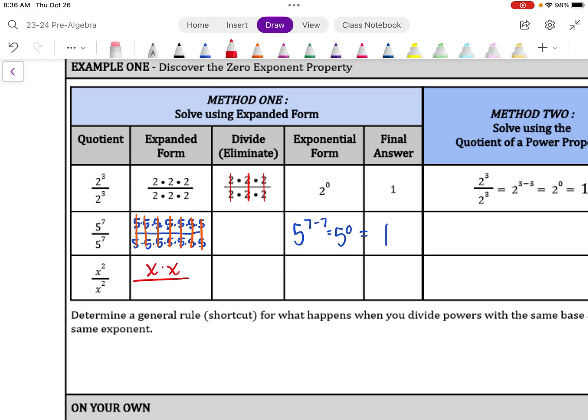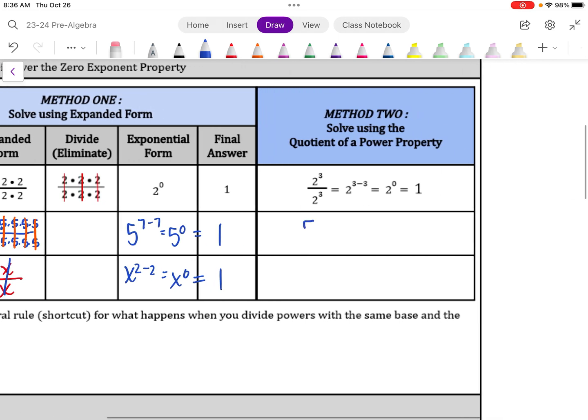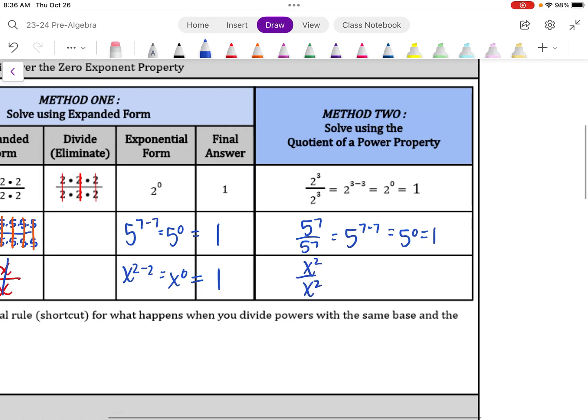If we do x squared, no matter what x is, x over x times x over x, those x's will cancel, leaving us with x to the 2 minus 2, so x to the 0, and that's going to equal 1. So, I should go back here. 5 to the 7th over 5 to the 7th. 5 to the 7 minus 7. 5 to the 0 is 1. X to the 2nd over x to the 2nd. X to the 2 minus 2. X to the 0 is 1.